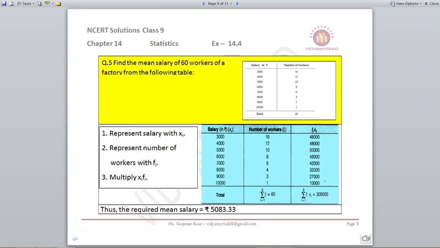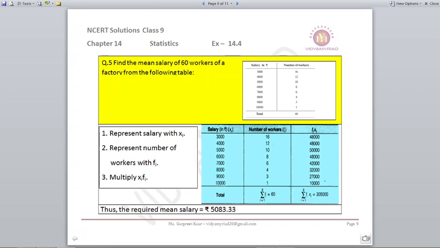Question number 5. Find the mean salary of 60 workers of a factory from the following table. Here the table gives you the salary and the number of workers. Now we need to find out their mean salary. For the mean, I need to multiply the salary with the workers, the total will come, and that total will become the mean salary. Let us represent my salary as xi and my workers as fi. In the third column I need to do fi into xi. That means I need to multiply both salary and number of workers.